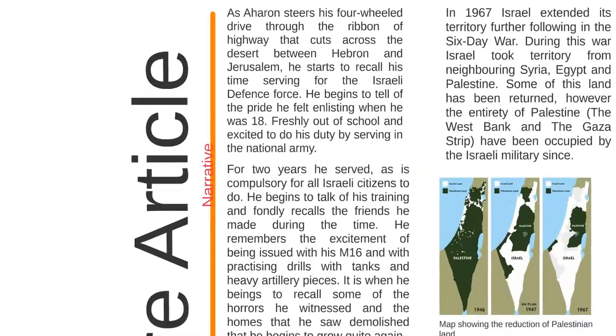Returning now to talking about the use of the diamond structure. In this example, this writer has used a narrative format. So to begin with, they're using something that's going to pique the reader's interest. As Aron steers his four-wheel drive through the ribbon of highway that cuts across the desert between Hebron and Jerusalem, he starts to recall his time serving for the Israeli Defense Force. He begins to tell of the pride he felt enlisting when he was 18, freshly out of school and excited to do his duty by serving in the National Army.